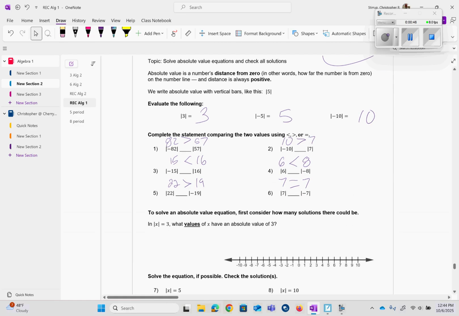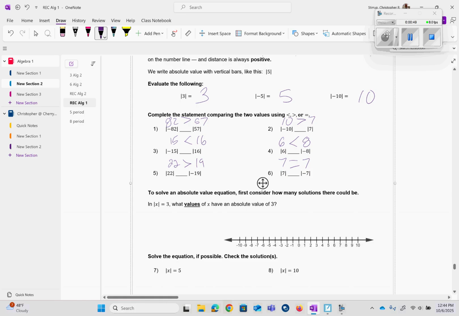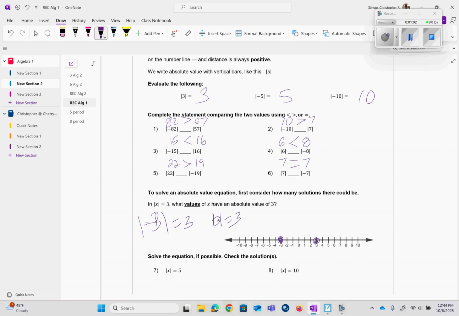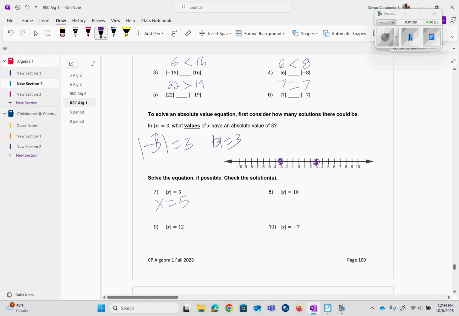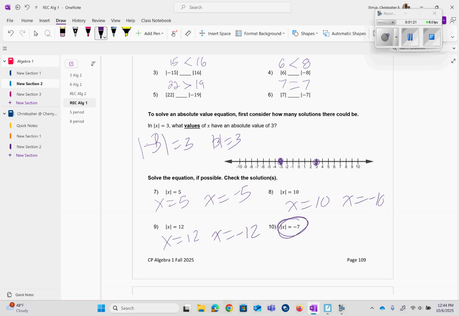So in an absolute value, what you want to do is you want to think, okay, this can be two numbers. It can be negative 3 and it can be positive 3. The reason that works is the absolute value of negative 3 is equal to 3 and the absolute value of 3 is also equal to 3. So you're going to get two answers on these problems. So this one's going to be x equals 5 and x equals negative 5. This next one will be x equals 10 and x equals negative 10. This one will be x equals 12 and x equals negative 12. I can't have a negative distance, so if I have an absolute value only equal to a negative number, there's no solution.